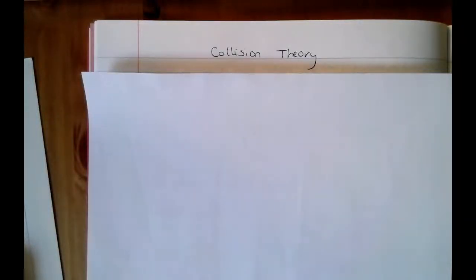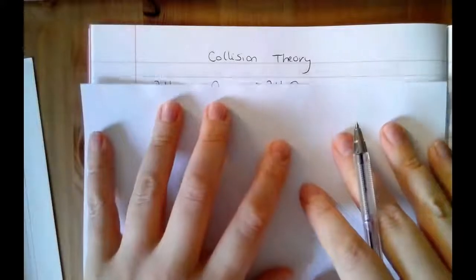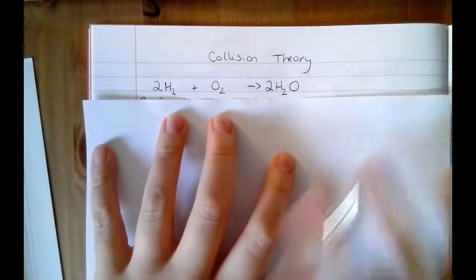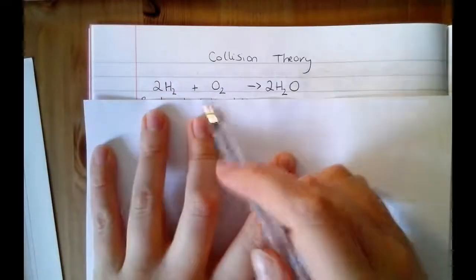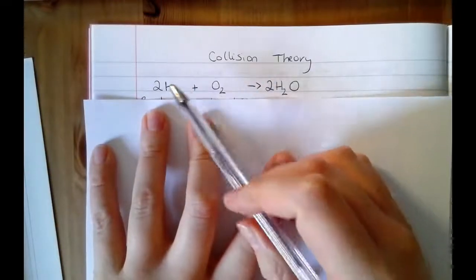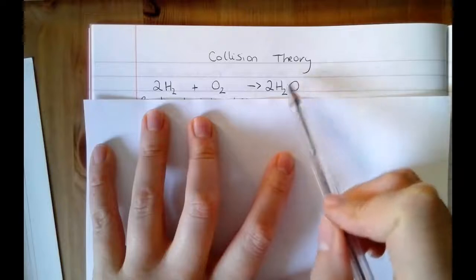So this is the third and final video on rates of reactions, which again is a paper 2 topic, and this video is going to focus on collision theory. Below I've written out a chemical reaction between hydrogen and oxygen to form water. Hydrogen and oxygen are my reactants. They will react together to form the product water.